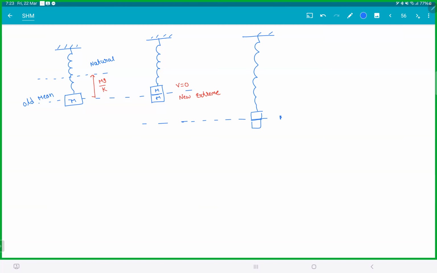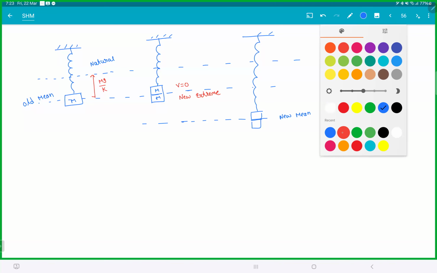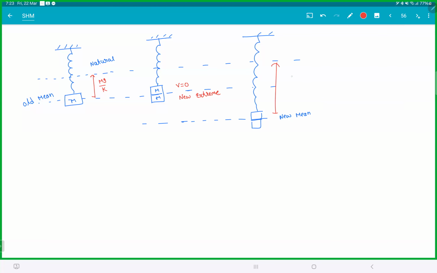This is your new mean position. What is the definition of mean? Net force is 0. So you measure it from the natural length. So this thing will be ky is 2 mg. So this y will be 2 mg by k. Now, if this is 2 mg by k and this is mg by k, then this difference should be mg by k, which is nothing but amplitude. The new distance between the new mean position and the new extreme position is amplitude.